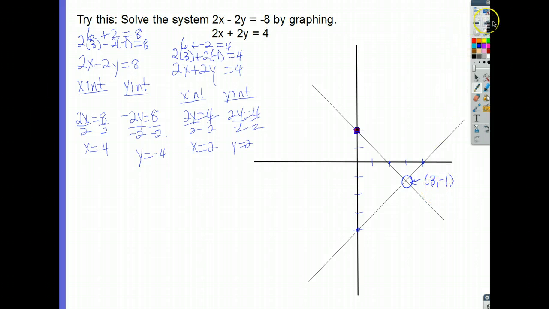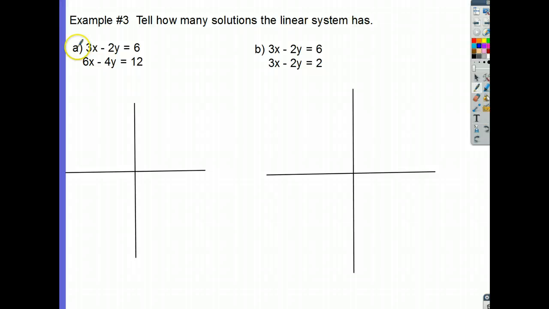Okay, next kind of problem. Okay, example 3. Tell how many solutions the linear system has. Okay, so to do this, we're going to have to graph them. And so let's get these ready for graphing. Let's look up here. 3 goes into 6 and 2 goes into 6. Let's use x and y intercepts here. It's the easy way. So we get 3x is equal to 6, or x is equal to 2 when you divide by 3. And the y-intercept is negative 2y equals 6, and divide by negative 2, and y is equal to negative 3. So 2 on the x, negative 3 on the y.